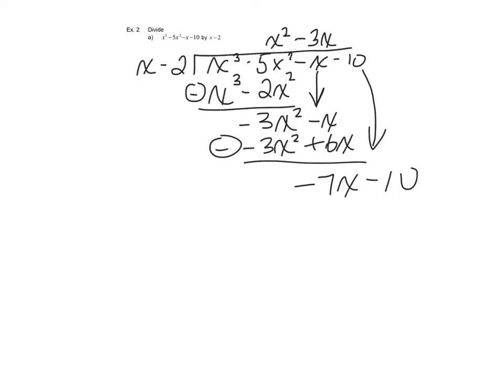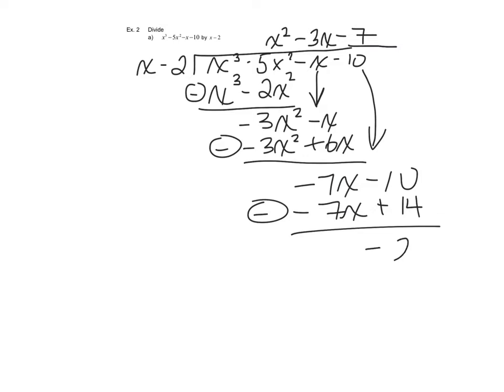I finish it off. What multiplies with this x to give me this? It would be minus 7. I multiply that out, and I end up getting minus 7x, and that's going to be plus 14. And I subtract that. Again, the whole point. So this subtracts to give me 0, and I end up getting negative 24.